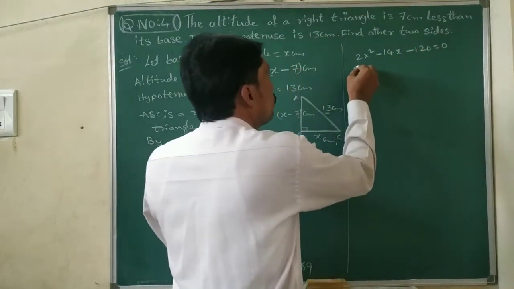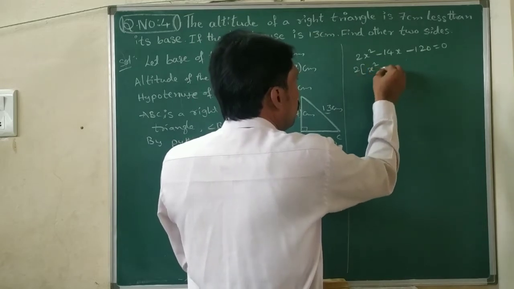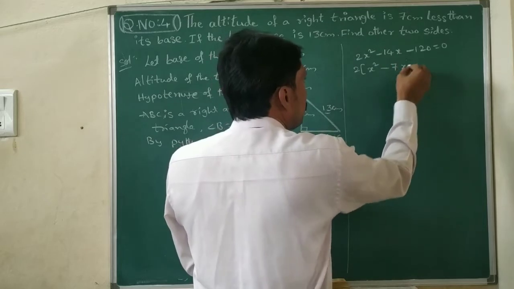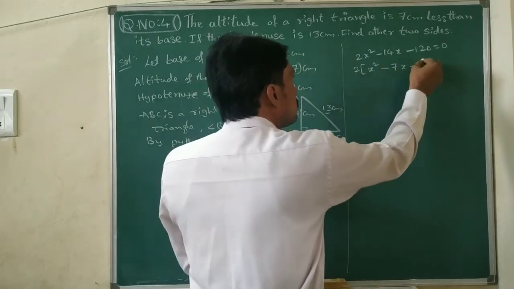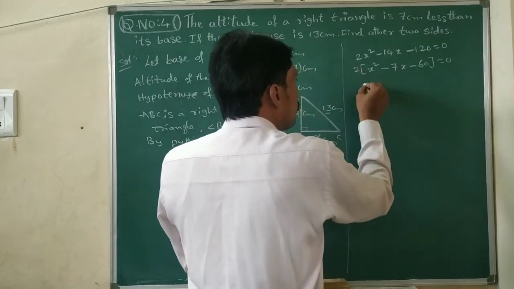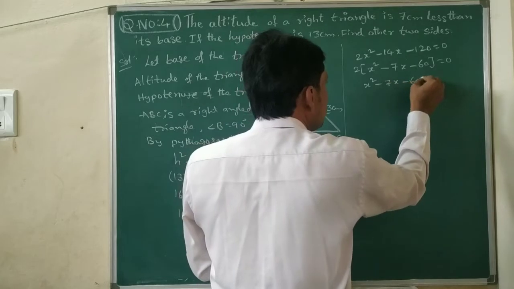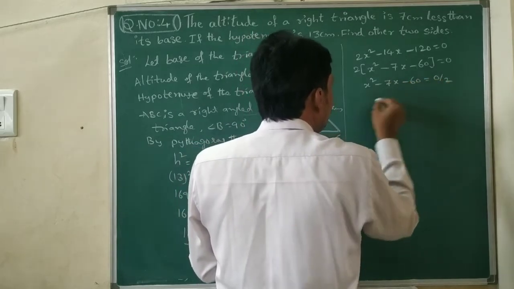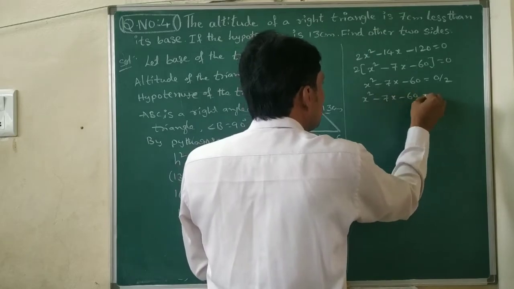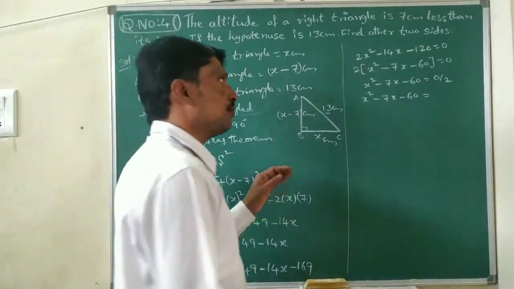Here we take 2 as common. Taking 2 common, x square is left, minus 2 sevens are 14 means 7x is left, minus 2 sixties are 120 means 60 is left, equal to 0. This 2 we transpose: x square minus 7x minus 60 equals 0 by 2. 0 by 2 value is 0.